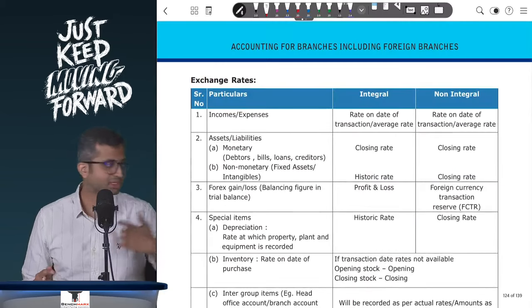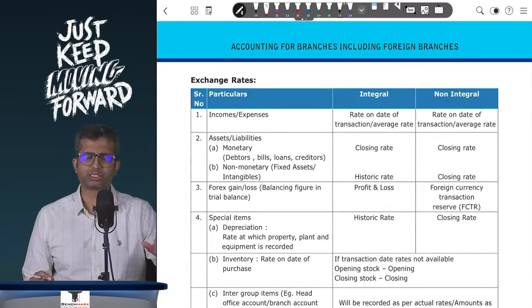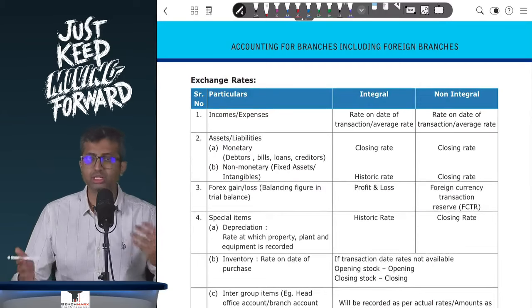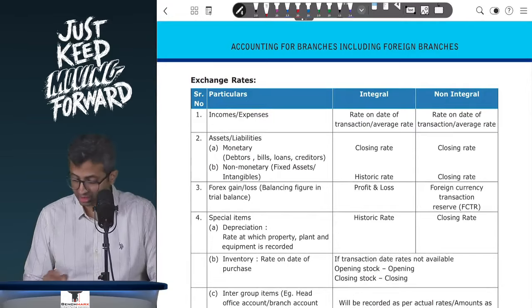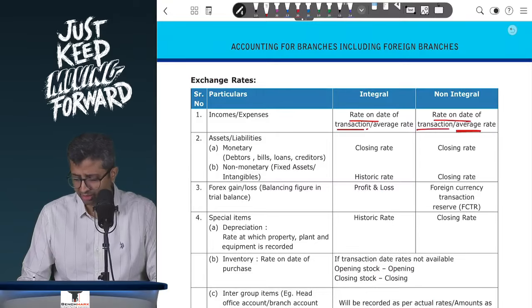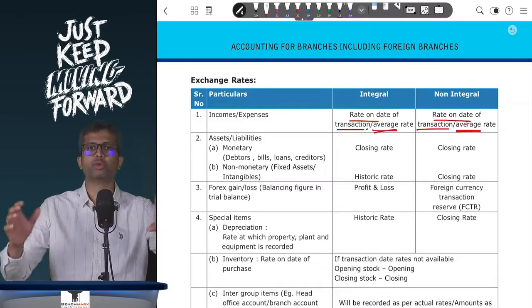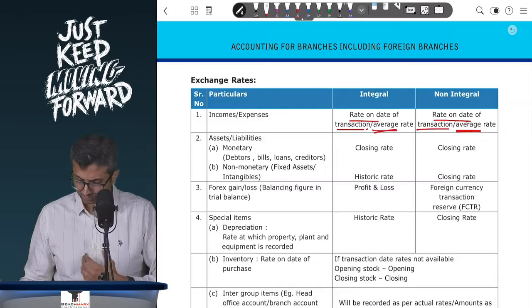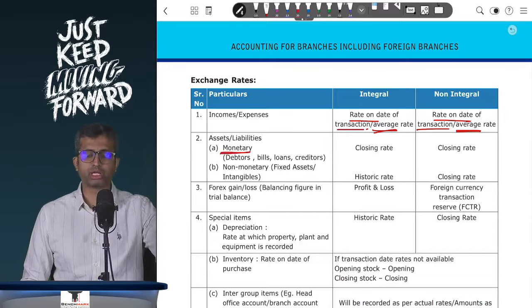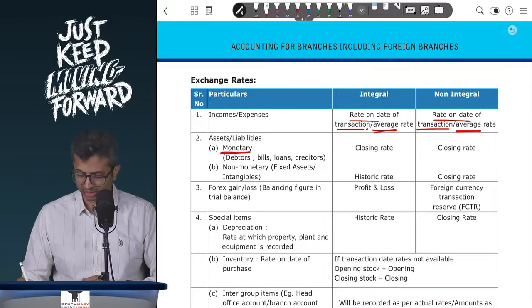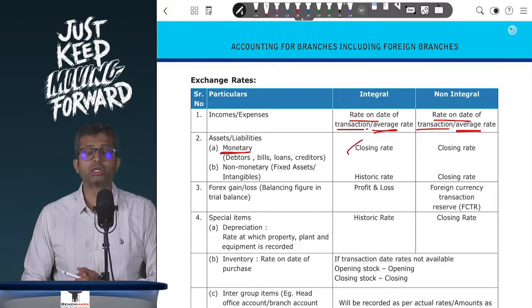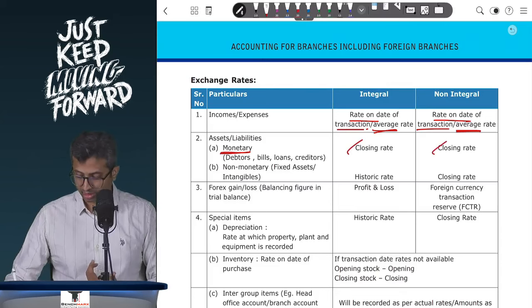Non-integral would be largely independent of the head office operations. Integral is dependent, non-integral is able to finance its own operations. Now translation principles over here are: incomes and expenses are usually converted either at the average rate or the rate on the date when the transaction takes place. This is for both integral as well as non-integral. Usually this will be the average rate. Average rate is, if it is given, you will take that only, and if it is not given, you will take opening plus closing divided by 2. Assets and liabilities, if there are monetary items. Monetary items are those items which can be converted into a determinable or fixed amount of money. These are monetary items. They will be converted at the closing rate for both integral and non-integral.